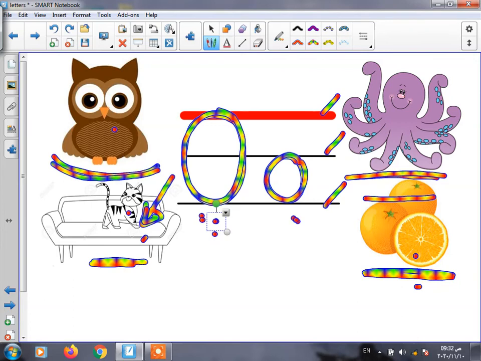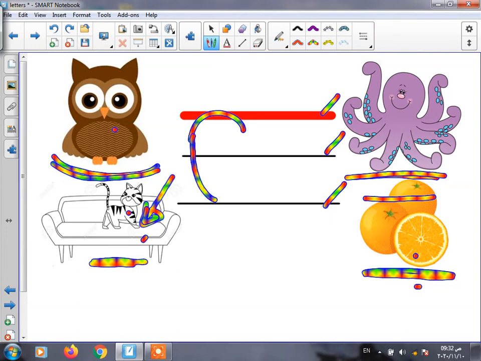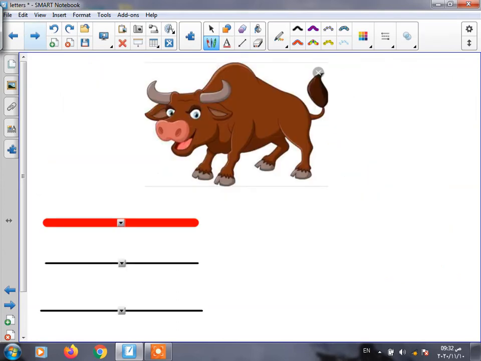Okay, KG2, again, how can I write letter O? Big circle between three lines. And how can I write sound O? Small circle between two lines. Okay, KG2. Here, what is the picture? It's an ox. Who can tell me how can I write the word ox? Yes. O-X. Ox.